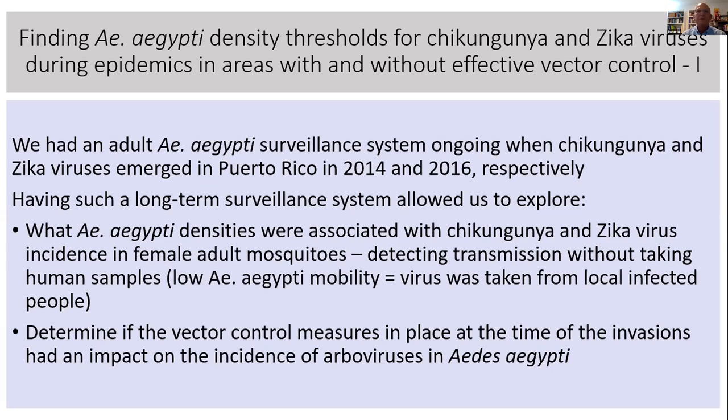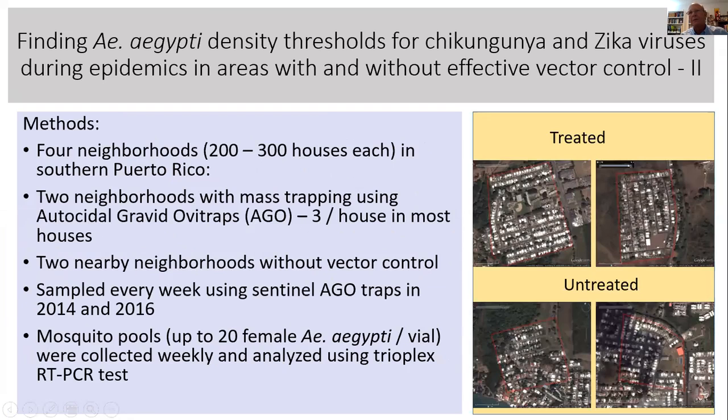As you know, Aedes aegypti doesn't move very far. So if you find the virus in the mosquito, it means that it must have acquired it from local people who were infected. And then we also wanted to determine if the vector control measures that we had in place were effective to reduce the transmission of these viruses. So we were studying 2 neighborhoods that were being treated with AGO traps. Most of the houses had 3 traps per home, and 2 nearby untreated neighborhoods.